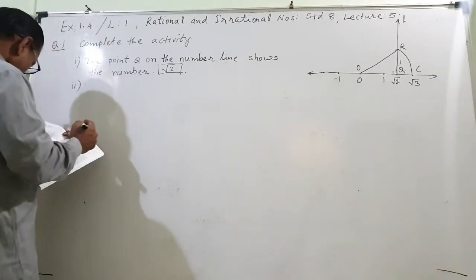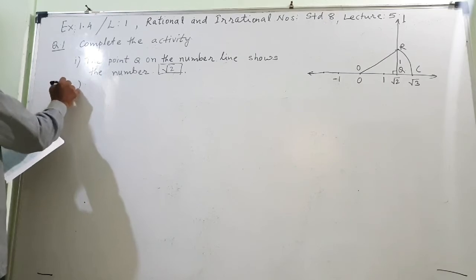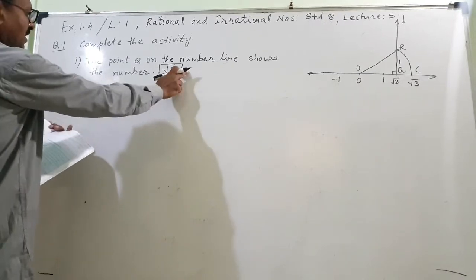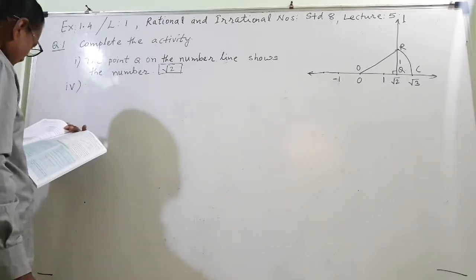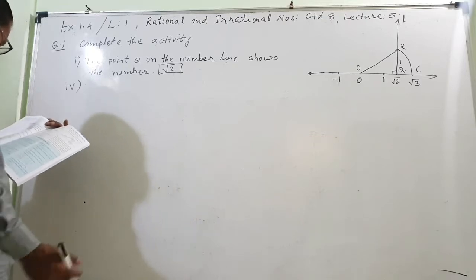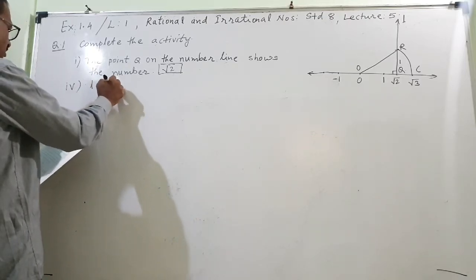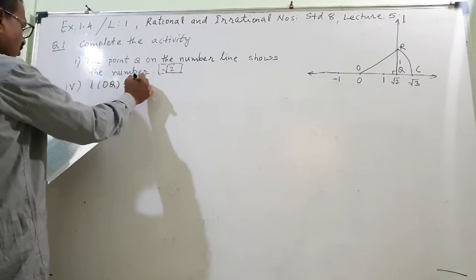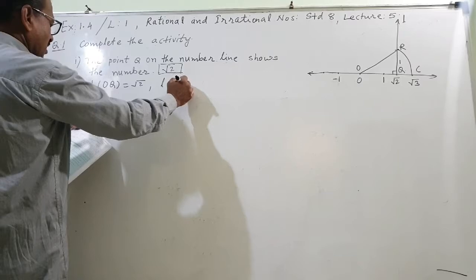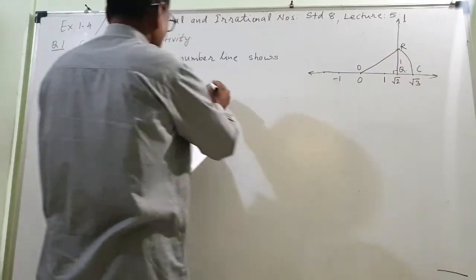So, the fourth I will take, because in the first step something is already there. In the second there is nothing to write. In the third also there is nothing to write. They have given something. Length OQ is equal to root 2. Length QR, this length is 1.